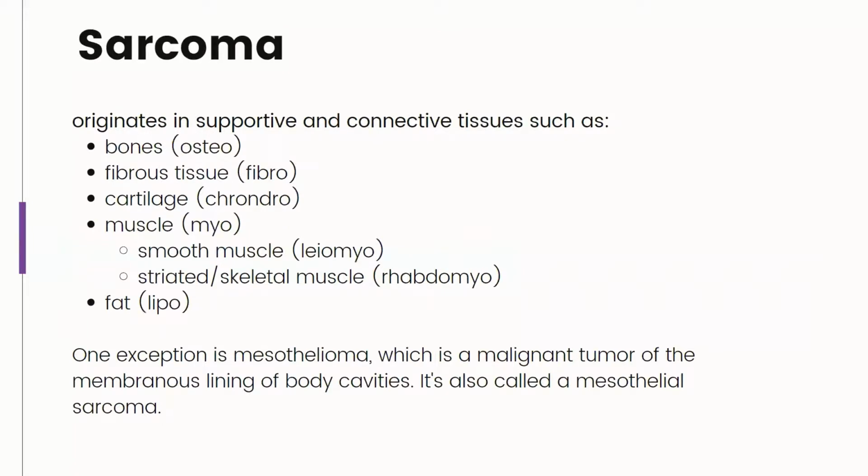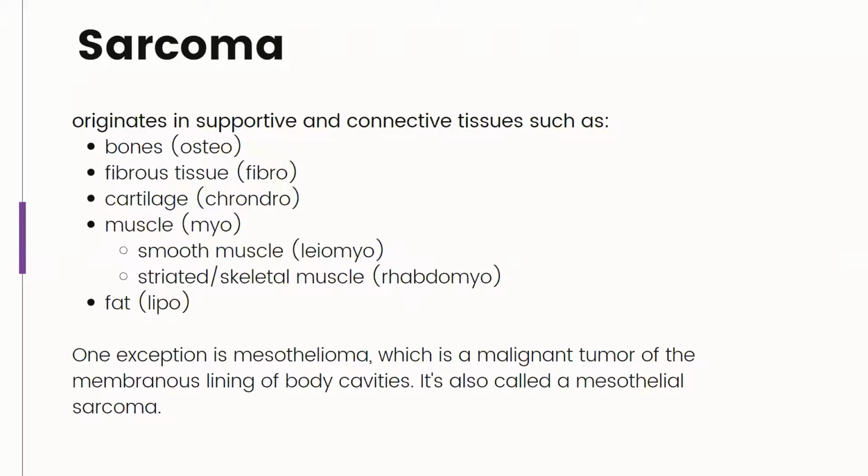Now let's talk about sarcomas. These are cancers that originate from supportive and connective tissues. Thinking back to that prefix chart, we have osteosarcomas of the bone, fibrosarcomas of fibrous tissues, chondrosarcomas of the cartilage. We have myosarcomas of various types, with leiomyosarcomas being of the smooth muscle, while rhabdomyosarcomas are of the striated muscle. And we also have liposarcomas of fat tissues.